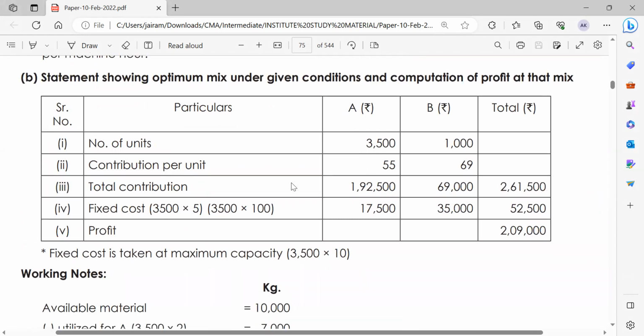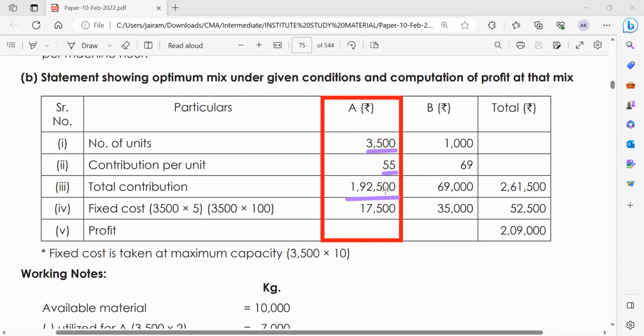Now this is going to be your statement. The first thing is just write down A, because A is giving you maximum profit per unit of key factor. So sell A as much as possible, up to 3,500. Contribution per unit you know already from the statement above. Multiply these two, you will get total contribution. We have to find the profit, the end result, so this will give you total contribution.